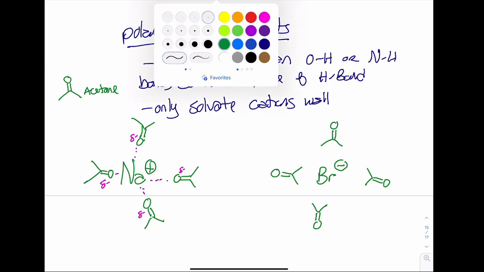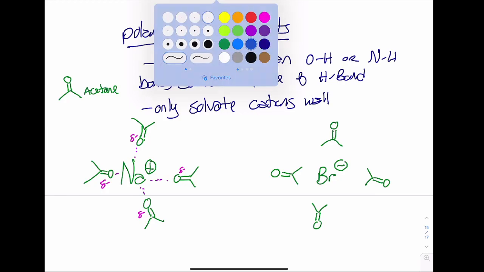Some examples, because you do have to be able to recognize, if I give you a set of reaction conditions, you need to be able to tell, is it protic or is it aprotic? Because we want to be able to differentiate, is it going to be a strong base? Is it going to be a strong nucleophile? Is it going to be good at both of them? So there are some tables in your book.